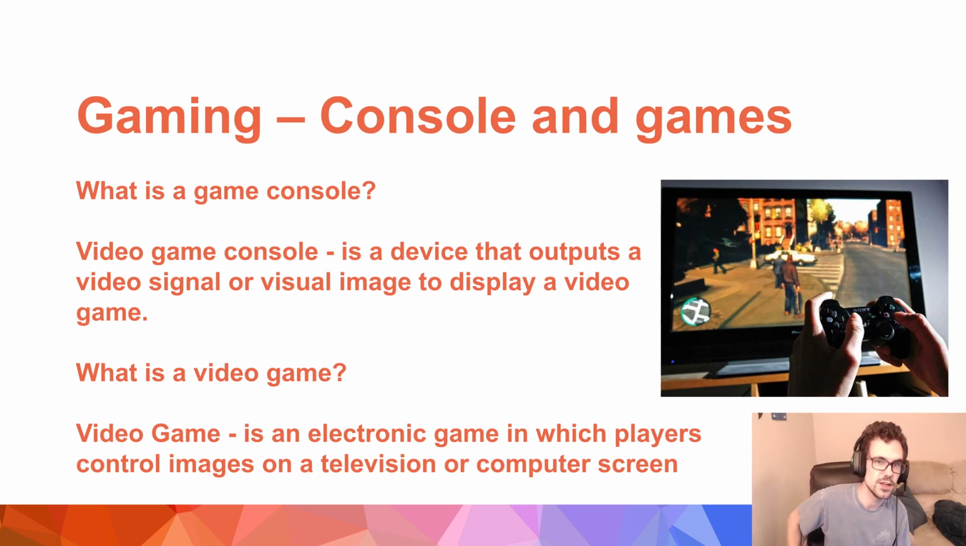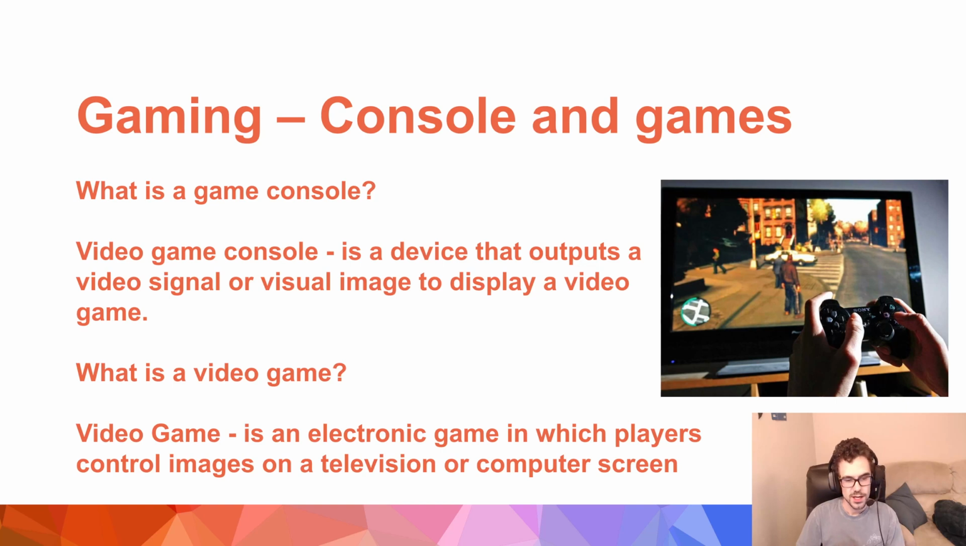So what is a video game console? It's a device that outputs a video signal or visual image to display a video game. Could be on a TV, could be on a projector, could be on a high-end gaming monitor. It just outputs something. That's what a video game console is. Could even be a high-end gaming PC, could be an Xbox, it could be a PS5, it could be an Xbox X, whatever. It could be anything that outputs a signal to a display graphically.